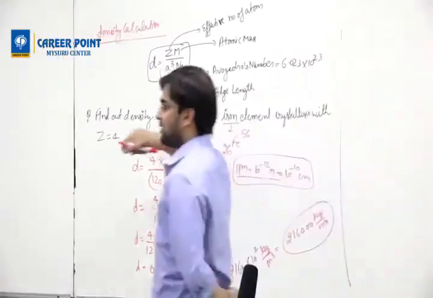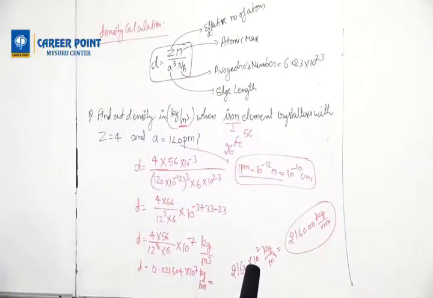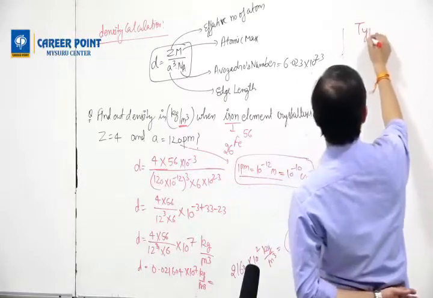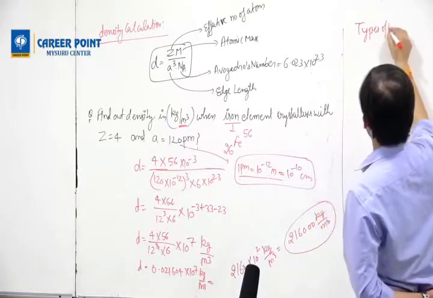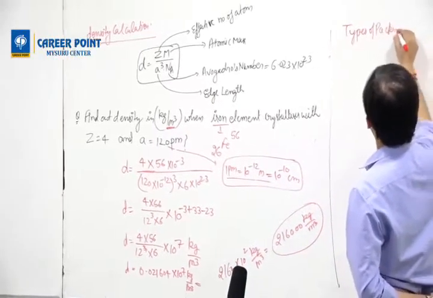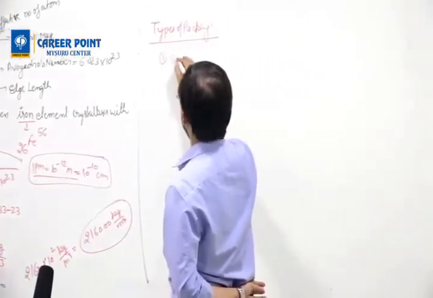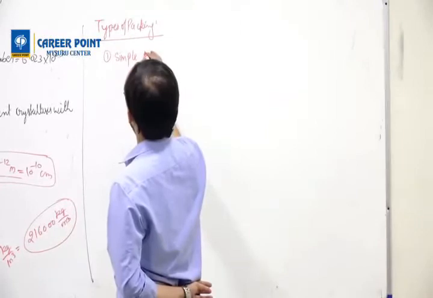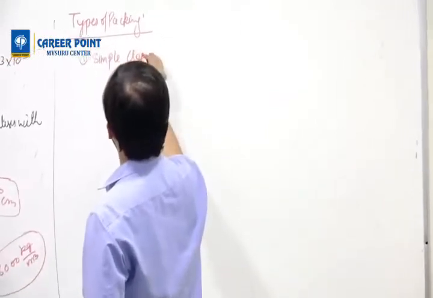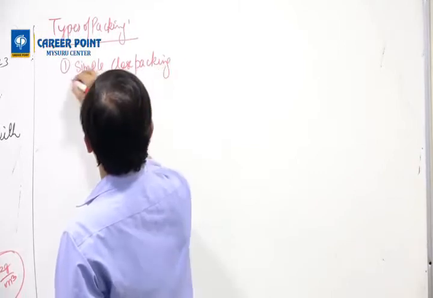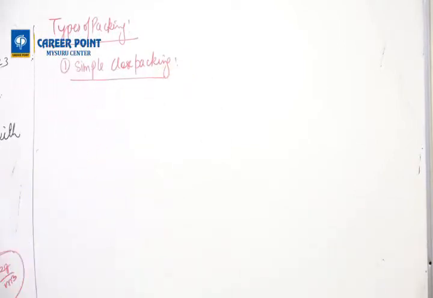The next point here is now types of packing. This is the important one. Types of packing. The first one is known as simple close packing.